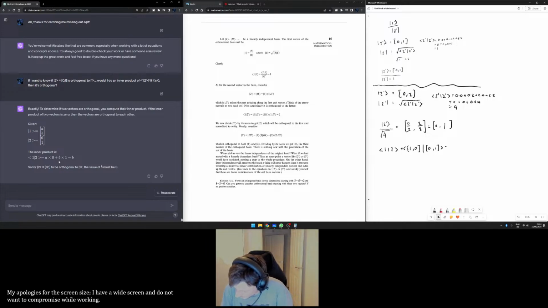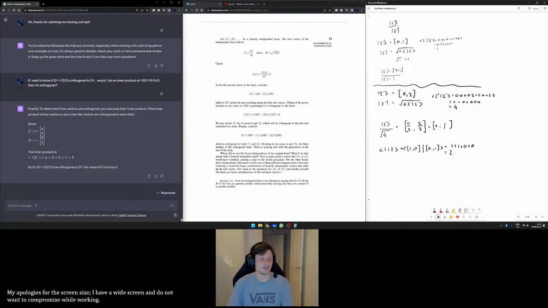So that's going to be equal to 1 plus 1 plus 0 plus 0, which equals 2. So that is not orthogonal. Sorry, it says which will be orthogonal to the first and normalized to unity. Let me just double check I've done this right.